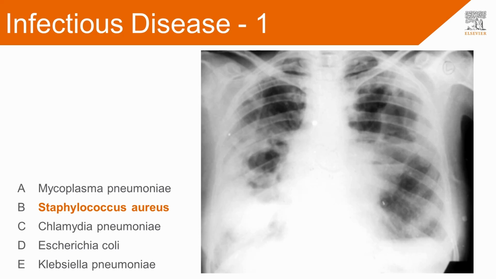Now, if you take a look at this chest x-ray, what you can actually see is that, especially on the right lower lobe, there seems to be almost like a fluid level.